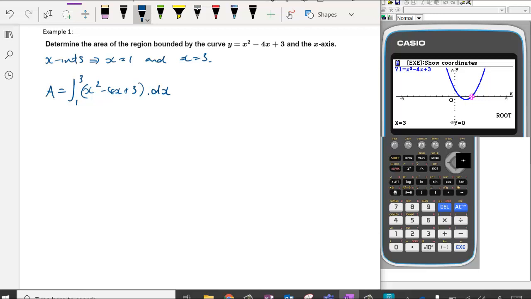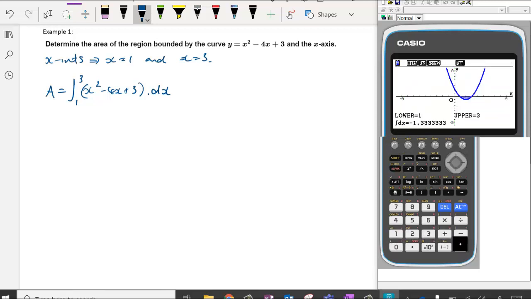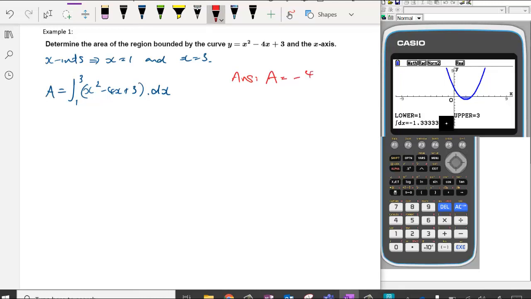Now, if we want to use our calculator at the start to determine what the solution should be, we can hit G-solve, we can go across, we can look at the integral, which is f3, and integral f1, we're going between 1 and 3. So we can see there's negative 1.33 recurring, or we should know straight away that our answer should be the area is equal to negative 4/3 units squared.